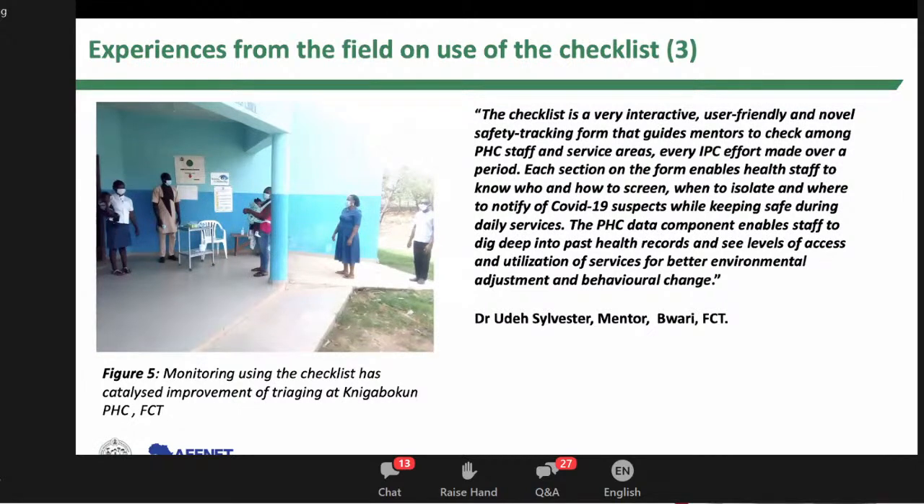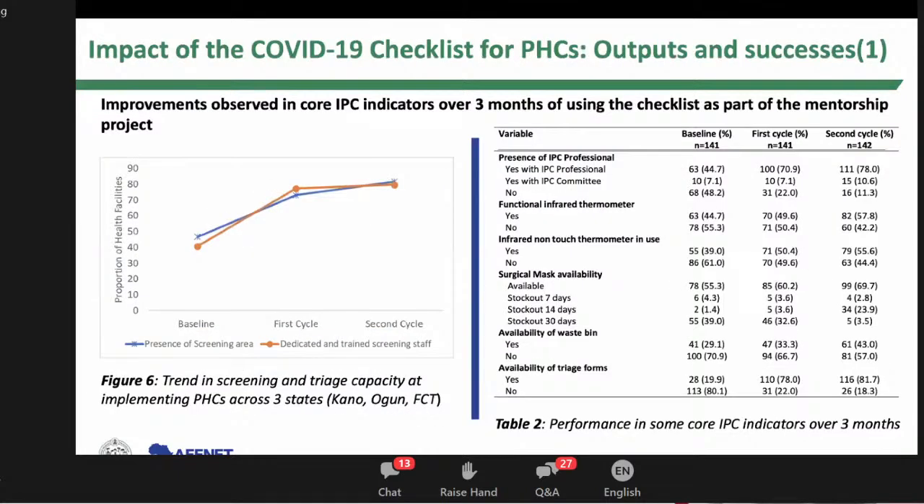This is from one of the mentors in Bwari Area Council of the FCT, and the picture shows the monitoring using the checklists has catalyzed improvement in triaging at one of the PHCs in the FCT. Now, regarding the impact, there is a significant improvement observed in core IPC indicators over 3 months using the checklist as part of the mentorship.